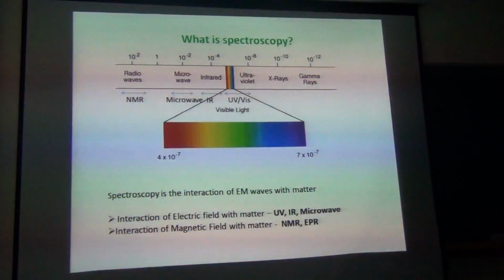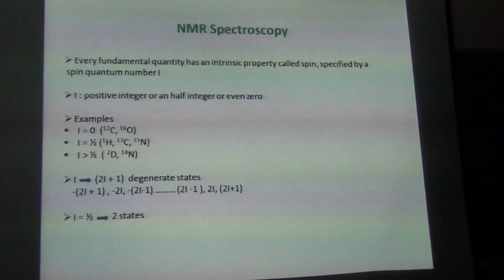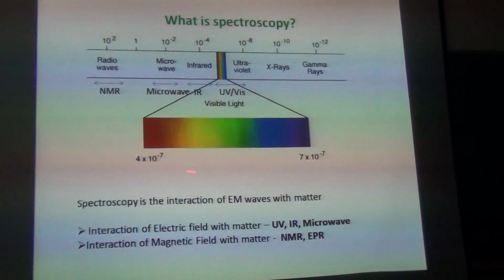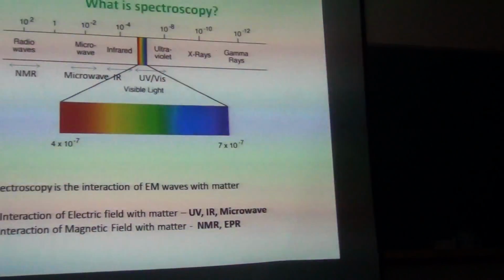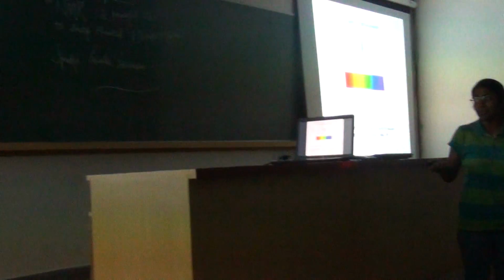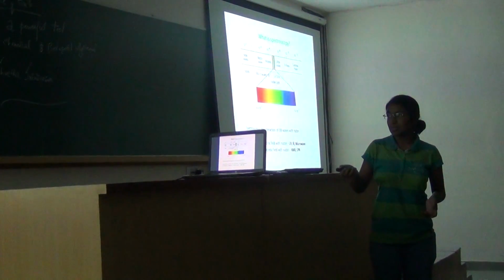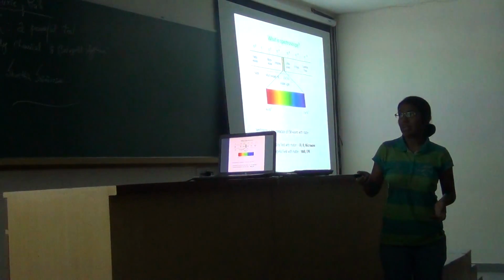So we'll first start off with what is spectroscopy. Spectroscopy is basically the interaction of electromagnetic waves with matter. And so we all know that electromagnetic waves have 2 components: the electric field and the magnetic field. So when there's an interaction between the electric component of the electromagnetic wave with matter, it gives rise to spectroscopy such as UV, IR, and microwave, which are in this region of the electromagnetic spectrum.